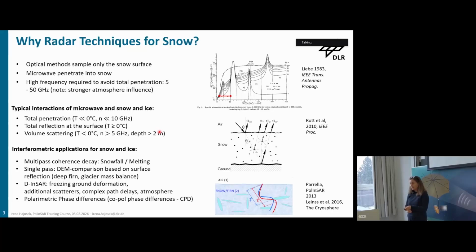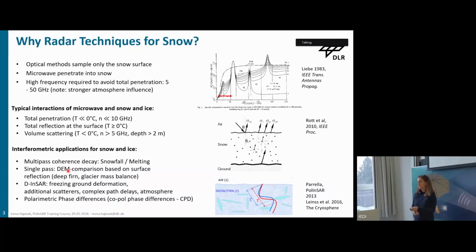Okay, there are different approaches for how you can characterize snowpack or volume, so snow in general, snow volumes. So the one is you use a kind of multipath coherent decay, which means you look for temporal decorrelation over time.